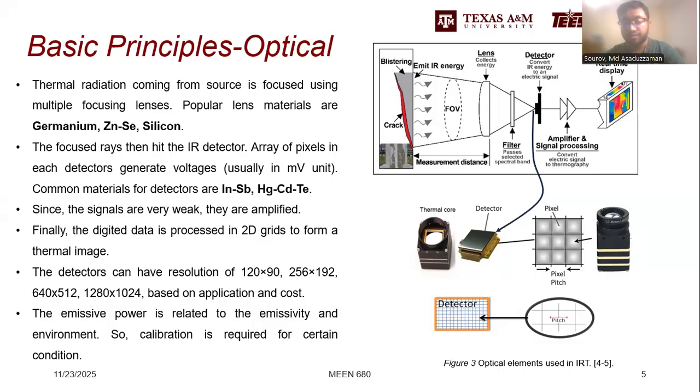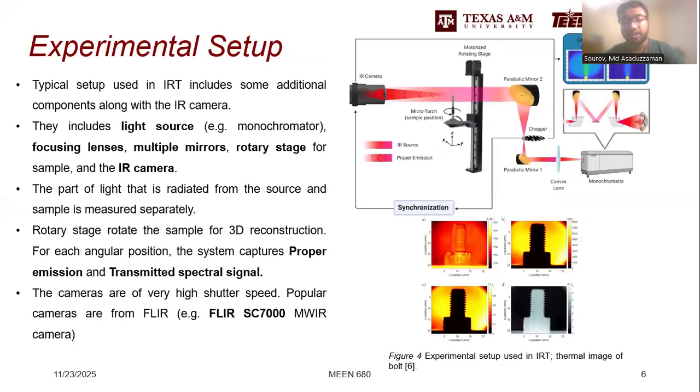These detectors, which are usually made from materials like indium antimonide or mercury cadmium telluride, convert the incoming radiation into electrical signals. As these signals are extremely weak, in millivolts, they need to be amplified and also digitized. The camera then processes this data into a two-dimensional grid, forming a thermal image. The resolution can vary from low-end arrays like 120 by 90 pixels to advanced systems reaching 1280 by 1024 pixels. And of course, calibration is essential because emissivity and environmental conditions can significantly affect the measured radiative power.